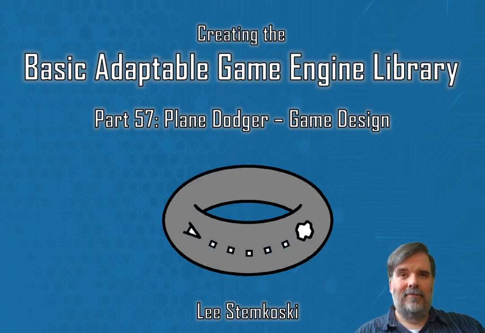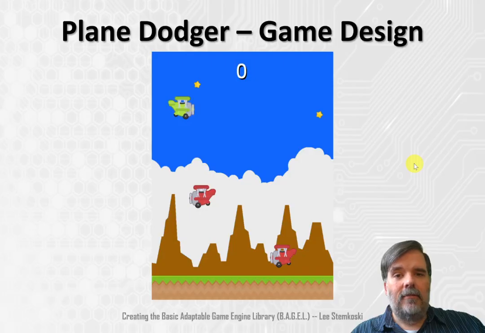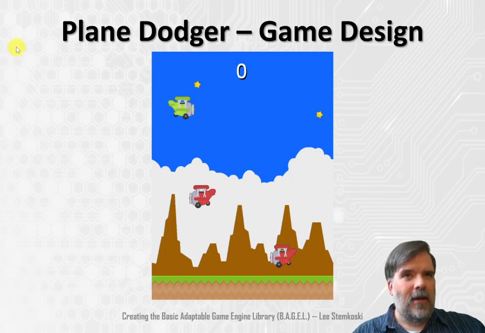Hello everybody! Welcome to Creating the Basic Adaptable Game Engine Library, Part 57, Plane Dodger Game Design. Starting in this video, we're going to create yet another game using the Basic Adaptable Game Engine Library that we've created to further illustrate the versatility of this game engine. The game we'll be creating is a game I call Plane Dodger.